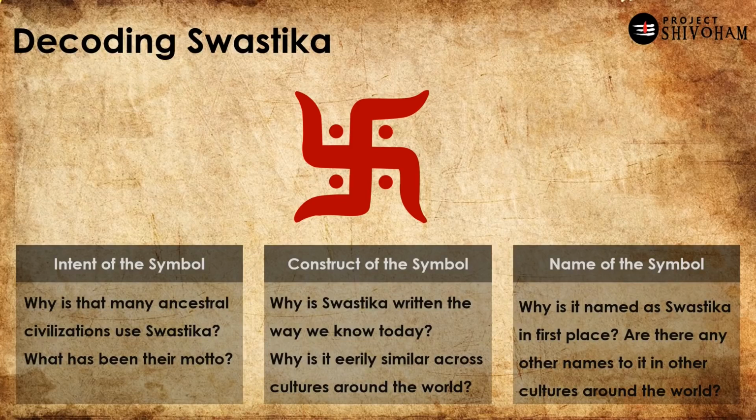It's that simple. Same way, what is the intention of swastika? Why is it constructed that way? And why is it called as swastika in the first place? All these three should perfectly match, not just for swastika, but for any alphabet or any symbol across the world. Now again I say, this is not any standard, this is the way I looked at things and this is my analysis. Now let's try to understand the intent of swastika, the construct of swastika and the name of swastika, as to why it is called swastika.